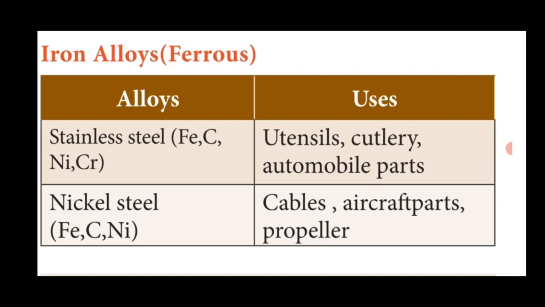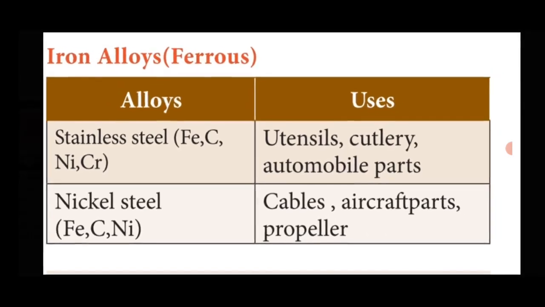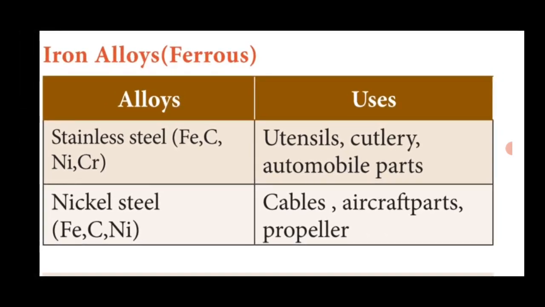Already we know how alloys are formed. An alloy is made up of two or more metals, or one or more metals combined with non-metallic elements. In stainless steel, what is the non-metal present? Carbon is the non-metal. So three metals combined with one non-metal form an alloy named stainless steel. Stainless steel is used for utensils, cutlery, automobile parts.